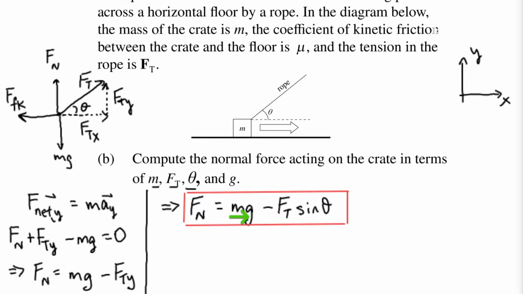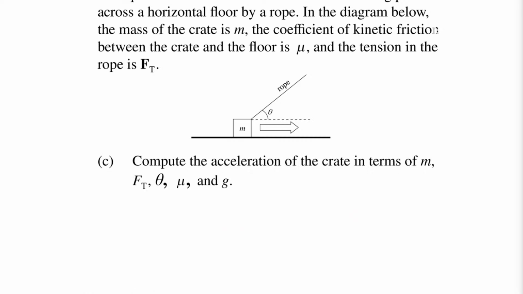And then heading up to part C, they now ask us to compute the acceleration of the crate in terms of a series of labeled variables. Well, the acceleration should be in the horizontal direction since that's where the motion is. So we should look at F net as ma in the horizontal.